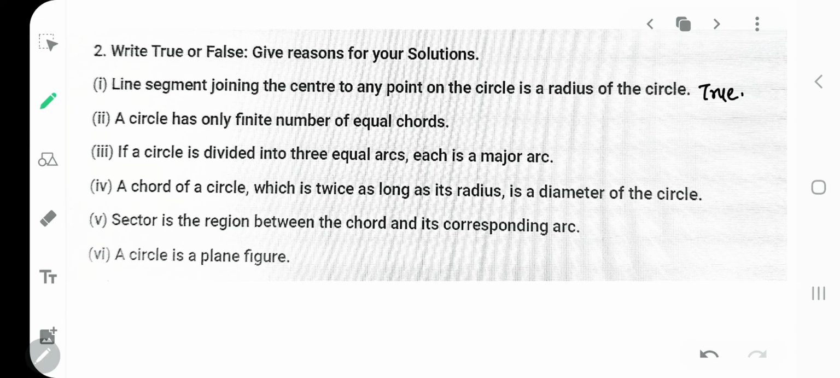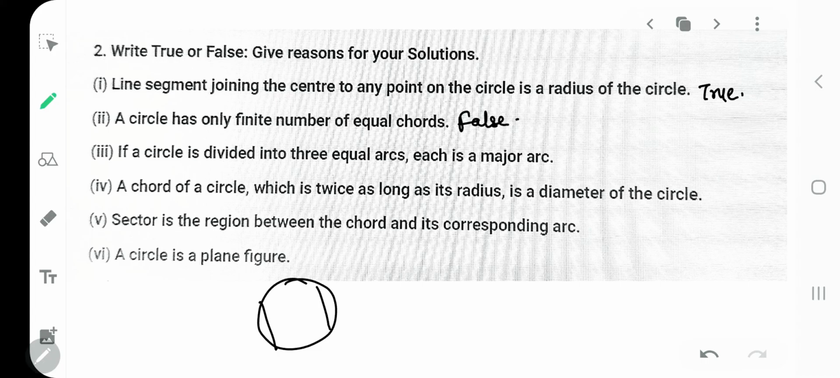A circle has only finite number of equal chords. If you have a circle, then the equal chords it has will be infinite. You cannot count them. So there can be infinite number of equal chords. So this is your false.